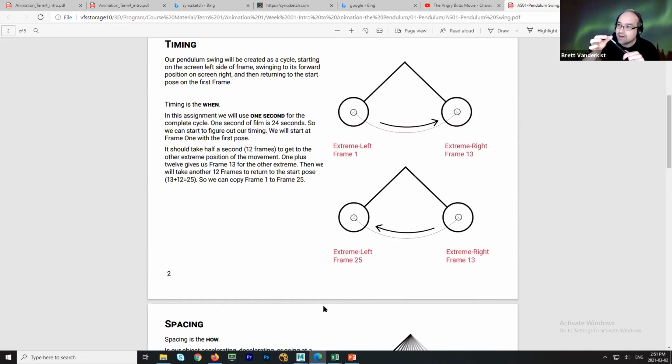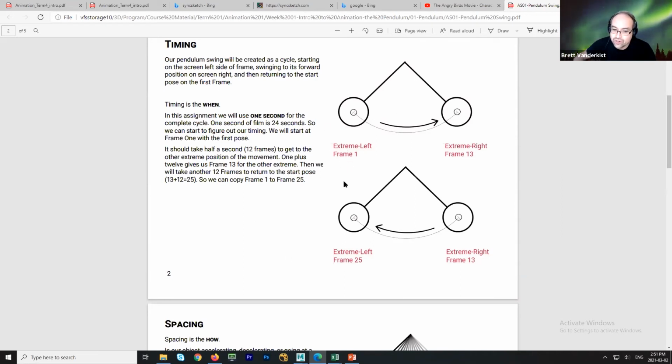Then halfway, if 24 frames is 1 second, half of 24 is 12. 1 plus 12 gives us a 13. That's where these numbers are coming from. It's just sitting down and thinking about the timing. So if it takes half a second to go from here to here, start with 1, add 12, that gets me to 13. Then another 12 frames, well, 13 plus 12 gets me to 25. So that gives me the timing.